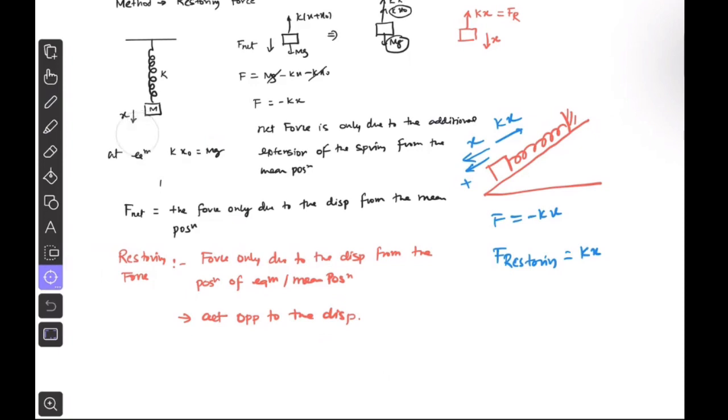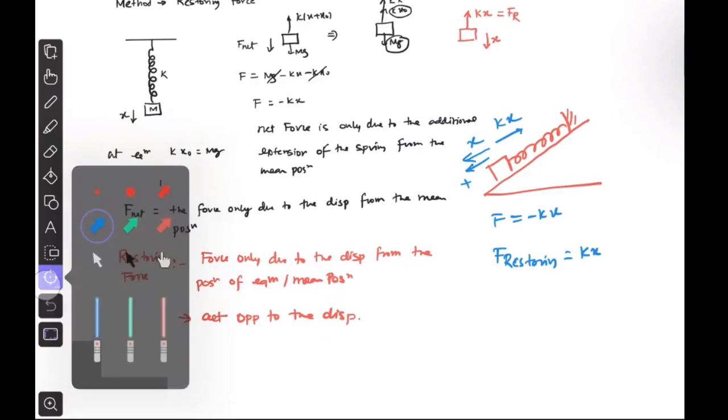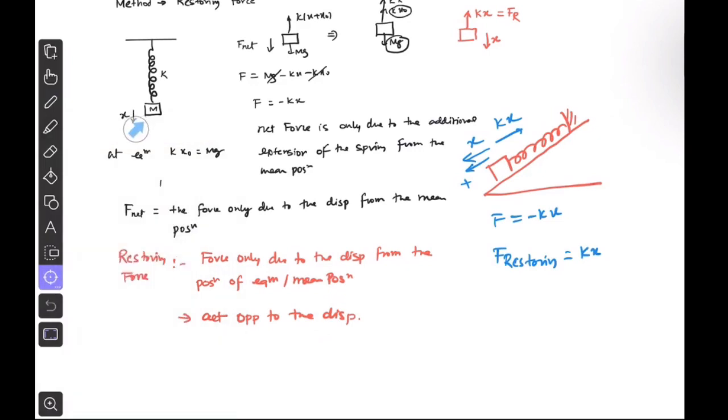So this is the example that we have taken already. We have got a block hanging in the vertical plane with the help of a spring, as you see in the figure. Suppose the extension the spring has at the mean position is x naught. So kx naught must be the one which is balancing gravity. So kx naught equals mg.